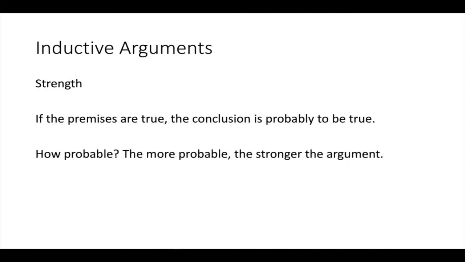And the more probable the conclusion is to follow, if the premises are true, the stronger the argument is. So here we're working with a matter of degrees. The strength of an inductive argument is a matter of degree. It's either stronger or less strong, depending on how probable, given the truth of the premises, the conclusion is to follow. How probable is it that the conclusion will follow if we assume the premises are true?